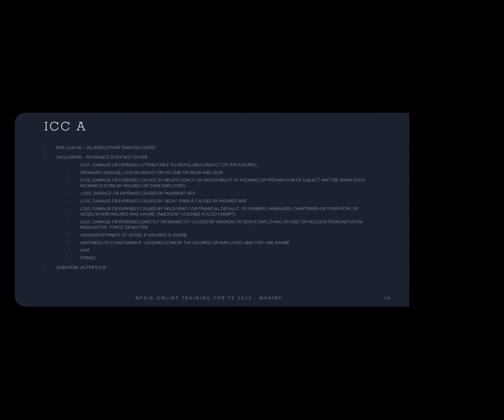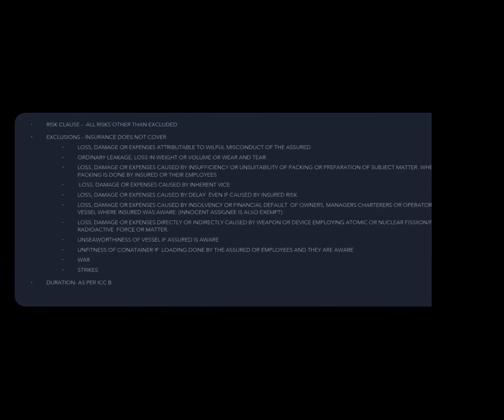War and strikes are excluded under ICC A. Similarly, it is excluded under ICC B and C also. So this is the exclusion we have to learn for everything. However, in addition to that, deliberate damage and piracy will be excluded under ICC B and C respectively. Then the duration clause will be the same as what we have studied for ICC B, just one slide prior.